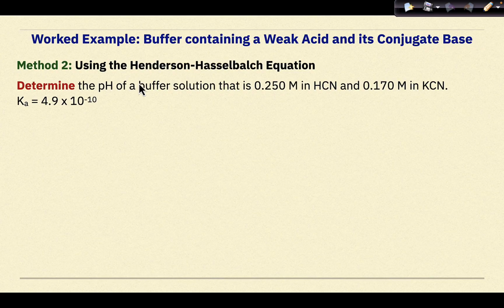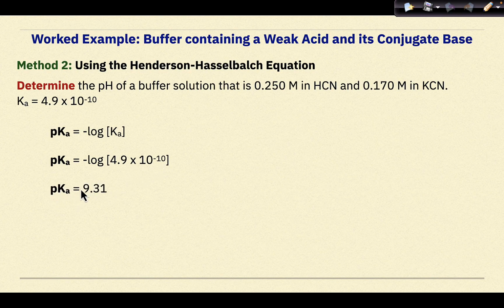The second method is using the Henderson-Hasselbalch equation. So we have the exact same stimulus, but the first thing that we need to do is calculate pKa. We'll use the formula pKa is equal to the negative log of Ka. We'll plug in our value for Ka, do the calculation, and pKa is equal to 9.31. Once we have the pKa value, we can write the formula for the Henderson-Hasselbalch equation. The next step is to plug in our values from the stimulus.